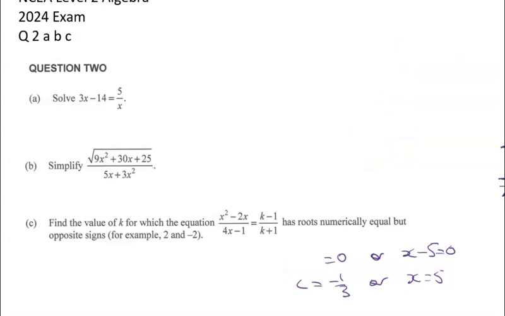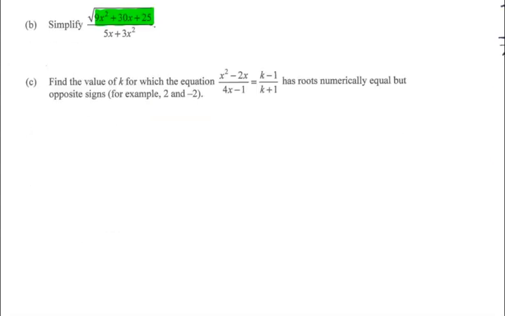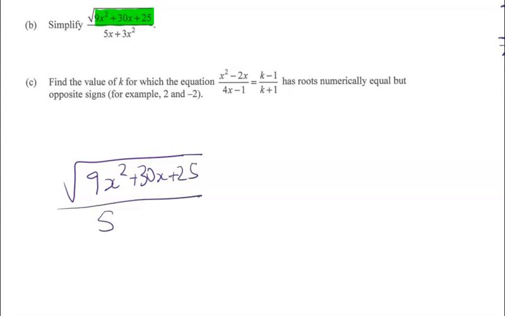Right, this next one is also a quadratic and a pretty straightforward one. You should look at this and go, look, we've got to factorize that to do anything with it. If it's sitting under the square root sign, it's got to be a perfect square or we can't get very far. So we've got this divided by 5x plus 3x squared.